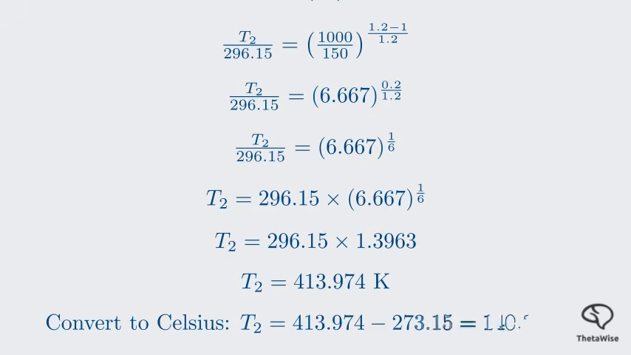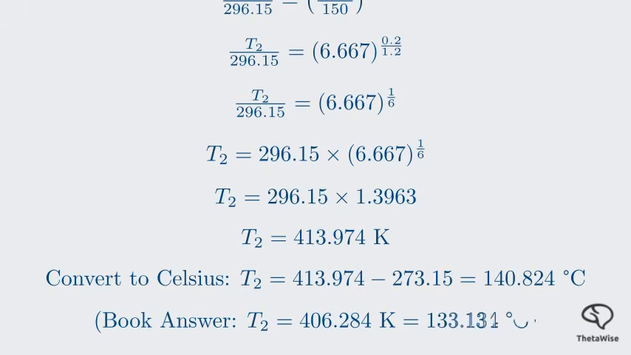Finally, we convert our Kelvin answer back to Celsius. T2 equals 413.974 minus 273.15, which is 140.824 degrees Celsius. The textbook gives 133.124 degrees Celsius, again due to that small difference.